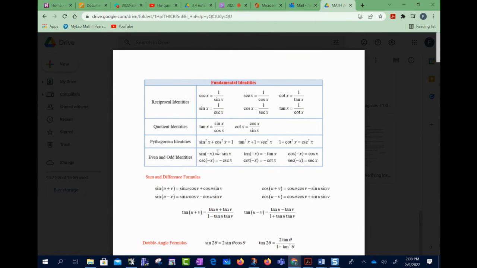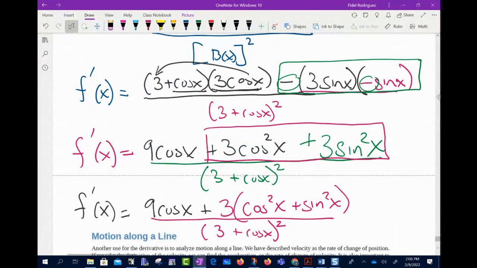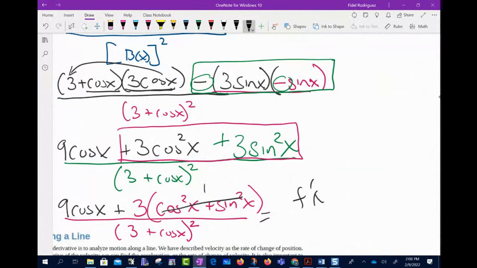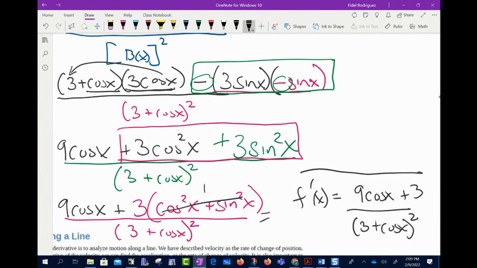Okay. But if you look right here, Pythagorean identities: sine squared x plus cosine squared x is equal to 1, right? That's what we're using right there. So now this goes to 1. That's right. So now we're going to have f prime of x is equal to 9 cosine x plus 3 all over 3 plus cosine x all squared.